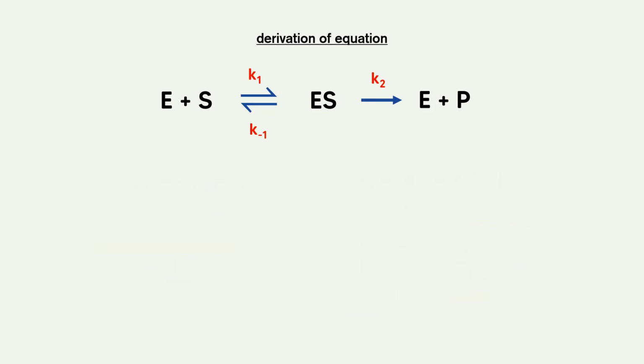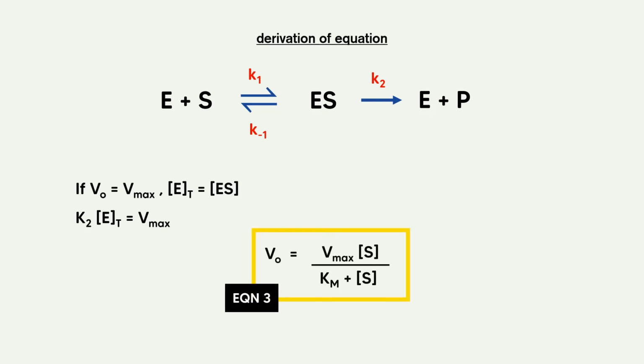When the speed of the process is at its highest, where V0 is equal to Vmax, we can assume that all the enzymes present will be bound to substrates to form enzyme-substrate complex. So K2 times ET would be equal to Vmax. We can substitute this into equation 2 to come up with equation 3, called the Michaelis-Menten equation.